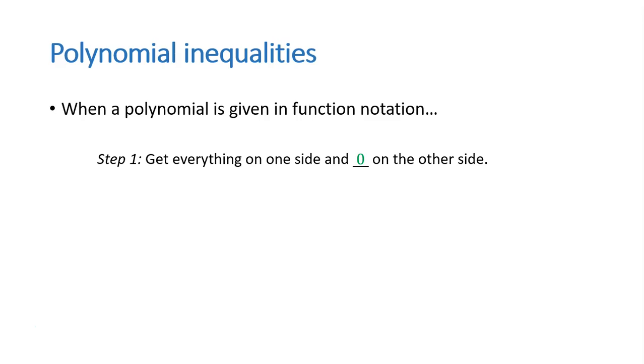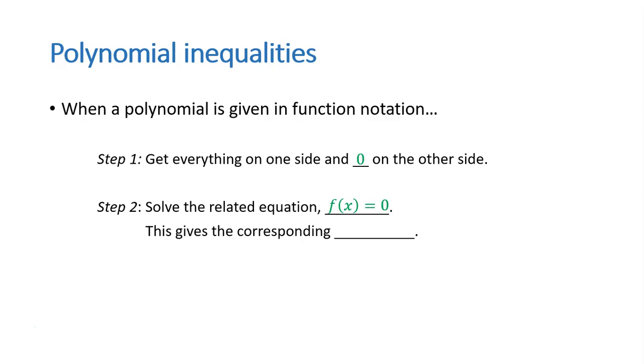If this is the case, then we need to make sure that everything is on one side. Typically, we like to put everything on the left-hand side just because we read left to right. So that's typically our consistent way of moving things around. So make sure everything's on one side and we have a 0 on the other side. That's our first step. Second step, solve the related equation f of x is equal to 0. This gives the corresponding x-intercepts. And as we decided with our graph, x-intercepts represent key points.